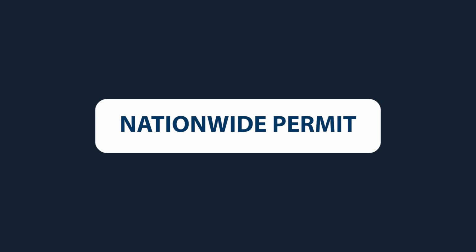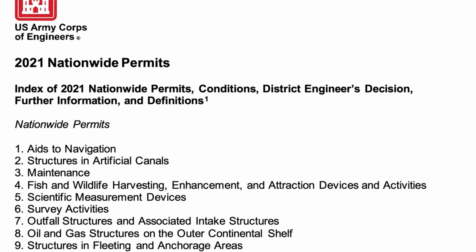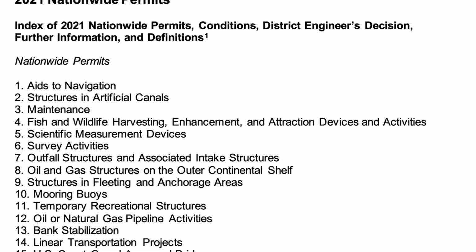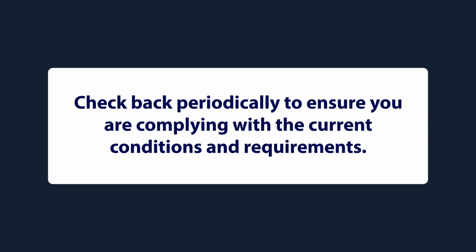Nationwide permit. The U.S. Army Corps of Engineers has issued nationwide permits to assist in streamlining project review for small-scale or minor disturbance activity types. These get reviewed and updated roughly every 5 years, so it is important to check back periodically to ensure you are complying with the current conditions and requirements.